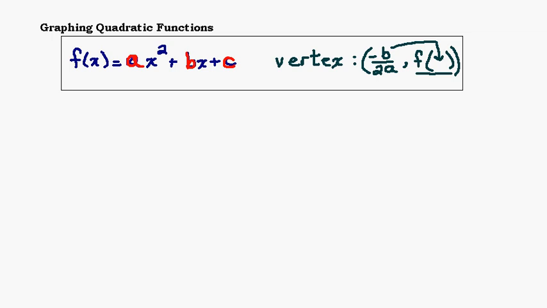This is part 4 of graphing quadratic functions, and in this video we're going to look at some applications of these kind of functions. If you haven't watched the other videos, you may want to do that. In the previous video we talked about this formula, f of x equals ax squared plus bx plus c, and finding the vertex. So we're going to look at an application problem.